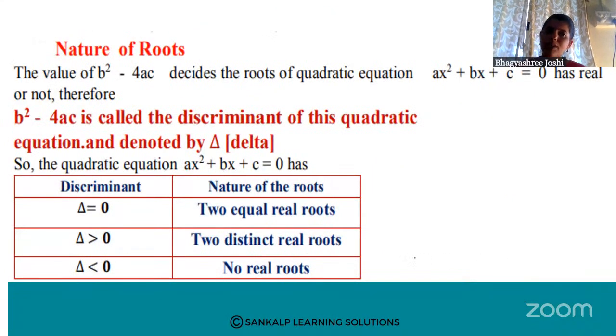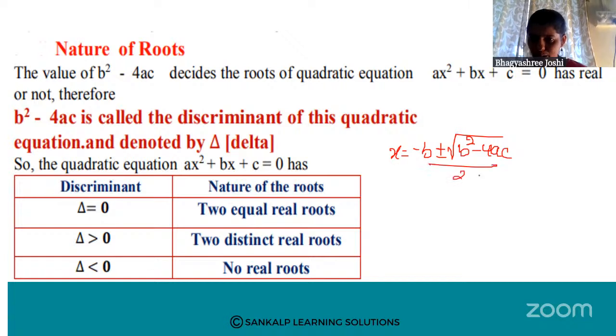Nature of roots. The value of b square minus 4ac decides whether the roots of quadratic equation ax square plus bx plus c equal to 0 are real or not. So, we know the formula that is called as quadratic formula. One quadratic formula is there. This formula is used to find out the roots of a quadratic equation, and it is also called as Sridhar's formula, right? X is equal to minus b plus or minus square root of b square minus 4ac divided by 2a.